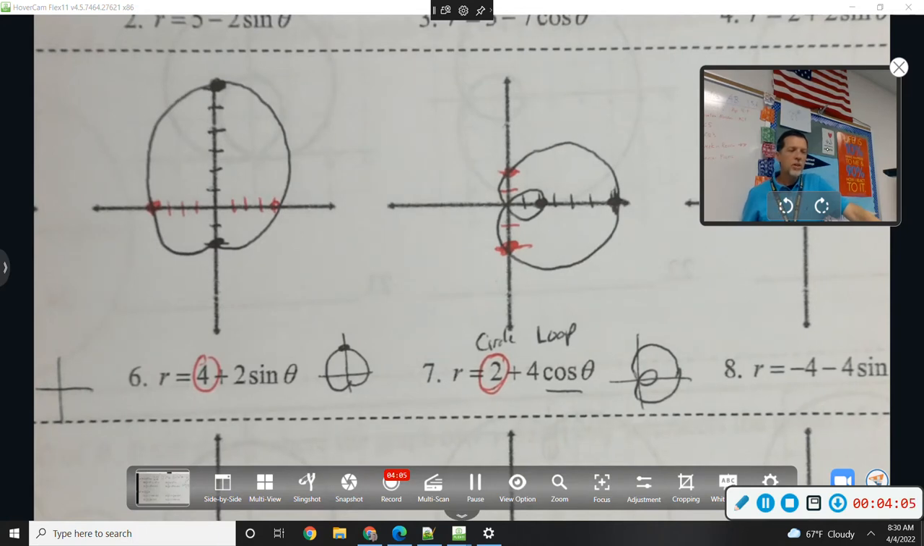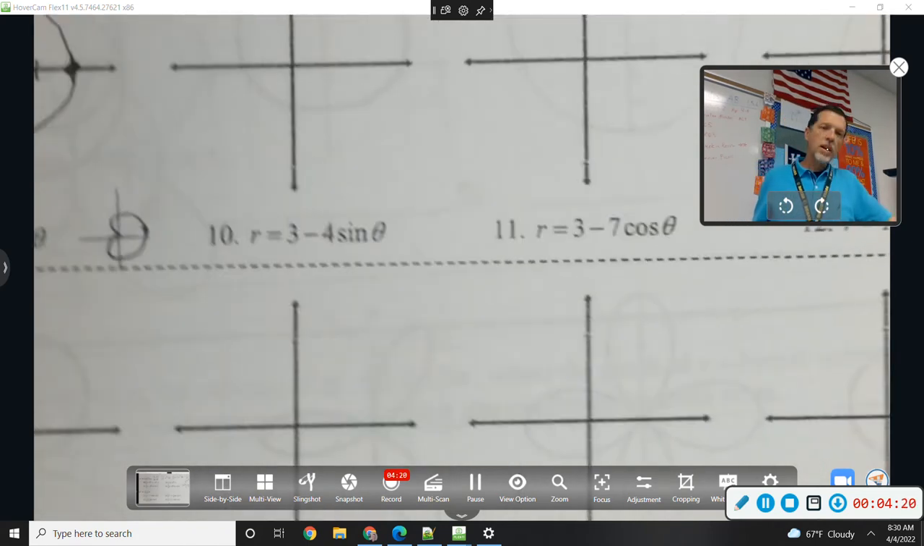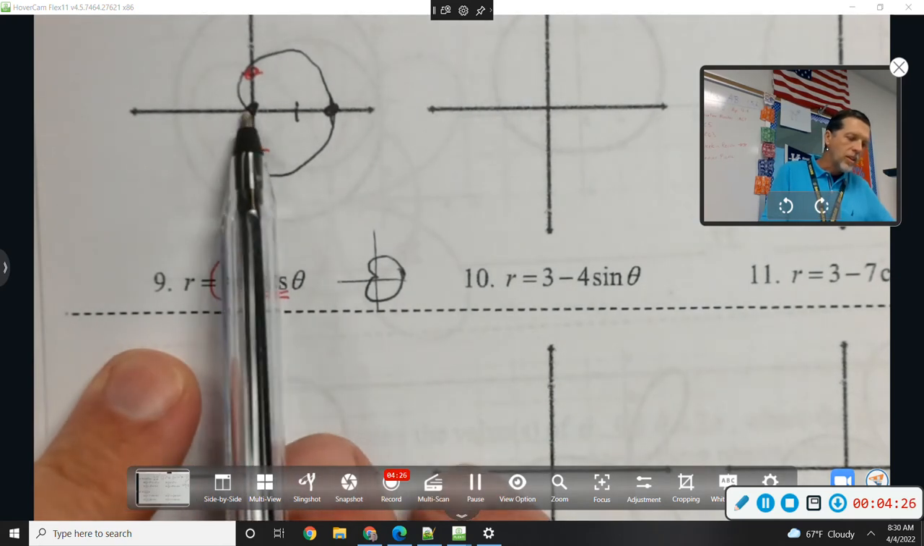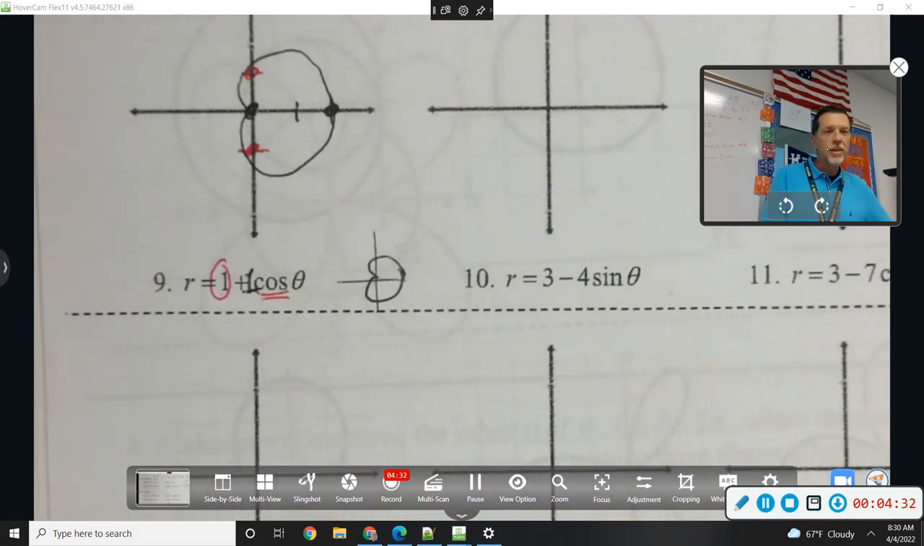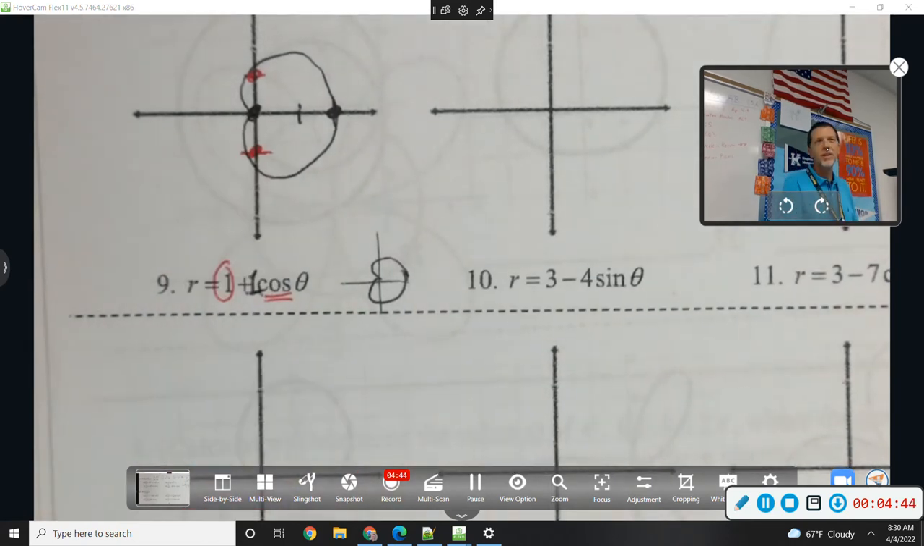So limaçons, loops and no loops, and then the special case: if the two numbers are equal, then it's a cardioid and it goes right back to the pole. Like number 9. Number 9 is a special case limaçon. The two numbers are equal, and so it doesn't have a loop, but it almost has a loop. So that's a special case of a limaçon, is one way to think of it. 1 minus 1 is 0, so it goes back to the pole. It's just a limaçon with a special name.